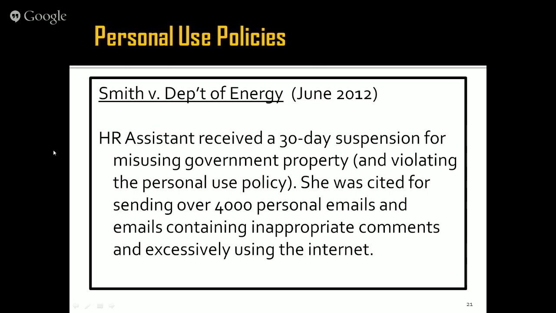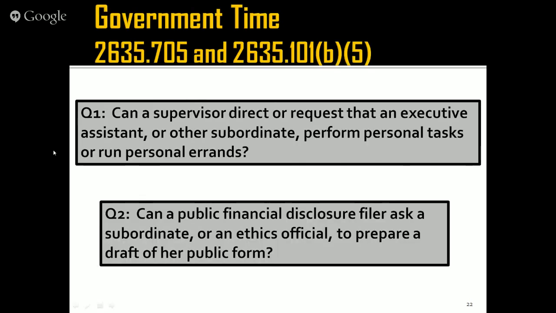And that segues us into our last area of Subpart G, which is use of government time. Again, this reflects back to 101v5, which is the honest use of your time for purposes of performing your government job. So let's go into the questions, and then we can talk a little bit about what 705 gets at. The first question we have is, can a supervisor direct or request that an executive assistant or other subordinate perform personal tasks or run personal errands?